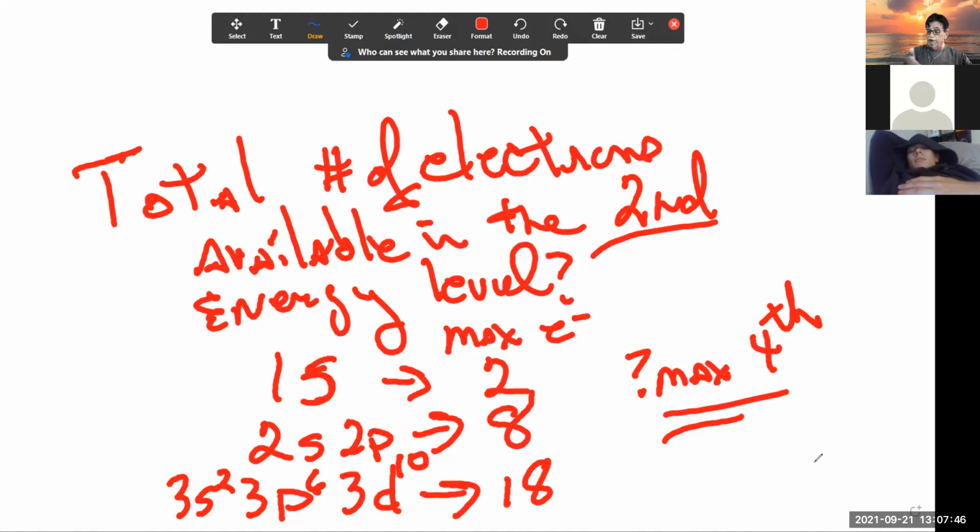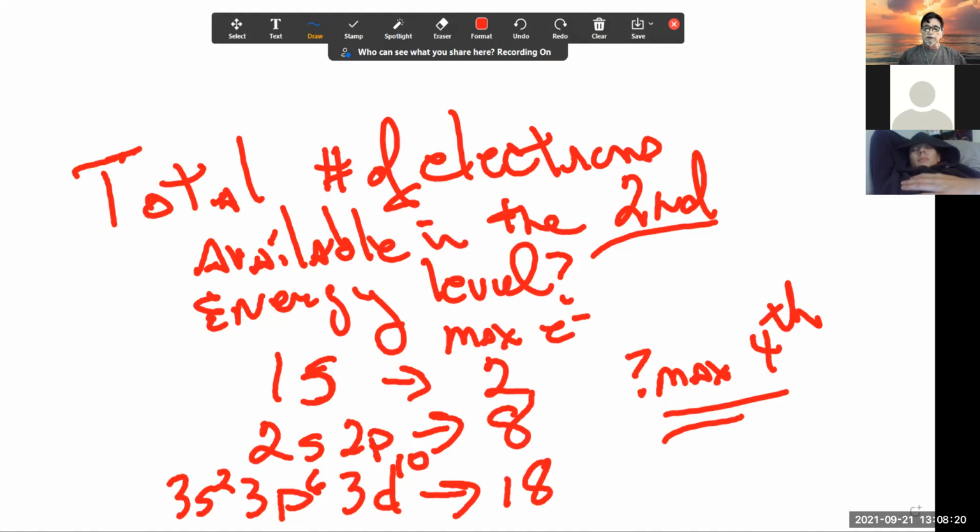In the P orbits, like we just talked about, there are 3 of them, 2 for each one, so the total is 6. What about the D? 10, because there are 5 orbits of the 10. And how many is the maximum for the F? 14, because there are 7 orbits, and each can handle 2. So there's a difference. Read the question carefully. Are we talking about the specific orbit, or are we talking about a specific energy level: 1, 2, 3, 4, etc.?